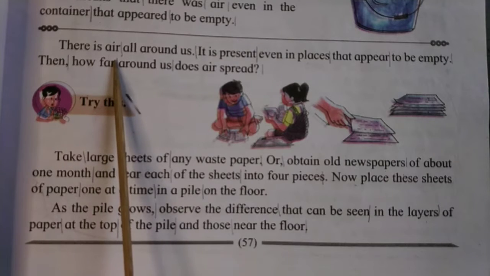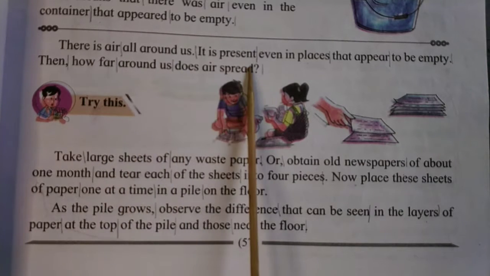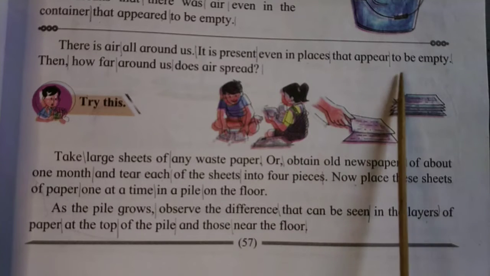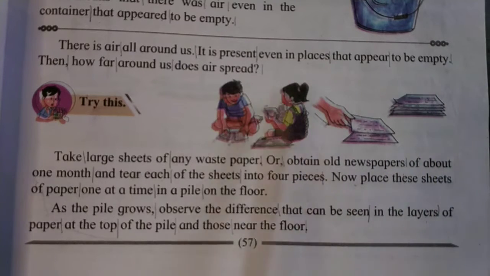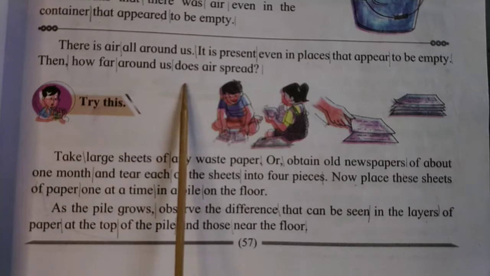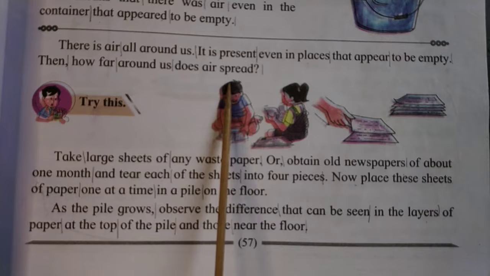There is air all around us. It is present even in places that appear to be empty. Then, how far around us does air spread?